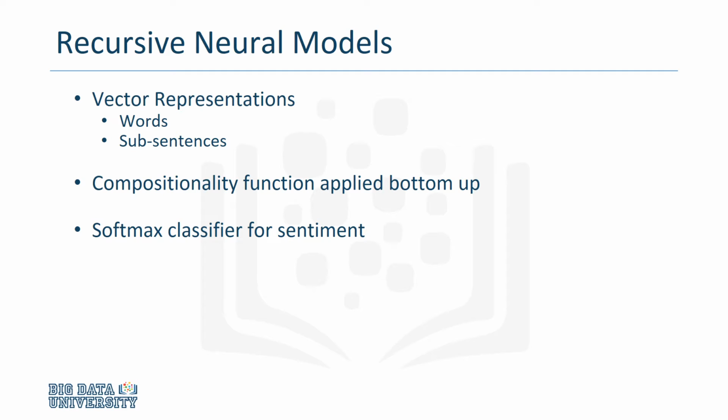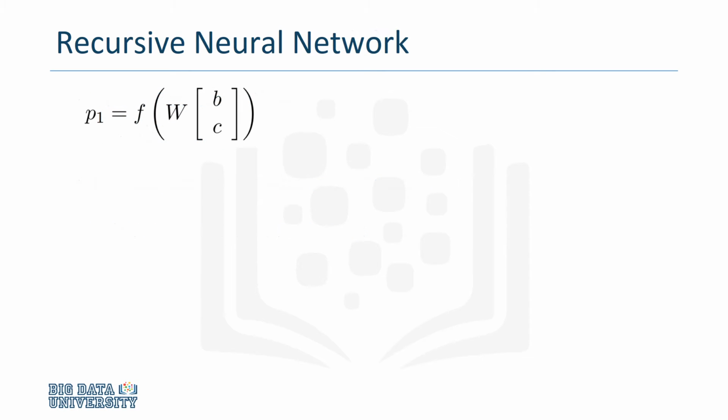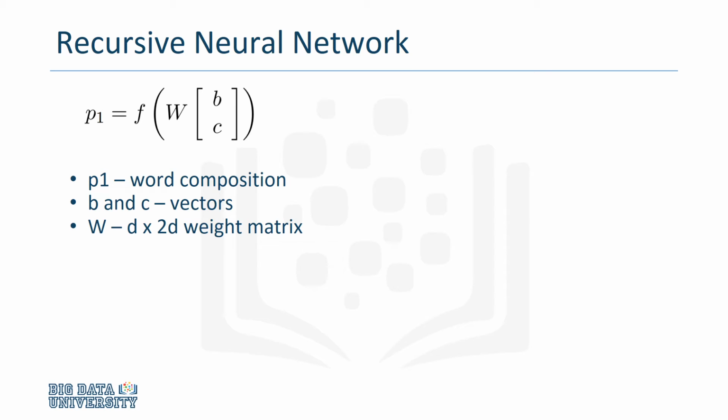The choice of compositionality function is important, so we'll present 3 different types of recursive models, each with a different function. The first model we'll look at is the basic recursive neural network. To compute our word composition, we start with our vectors that we want to combine, which we'll call B and C. We form a 2D by D matrix by concatenating B and C. This new matrix is multiplied by the D by 2D weight matrix W. W is the model's main training parameter.